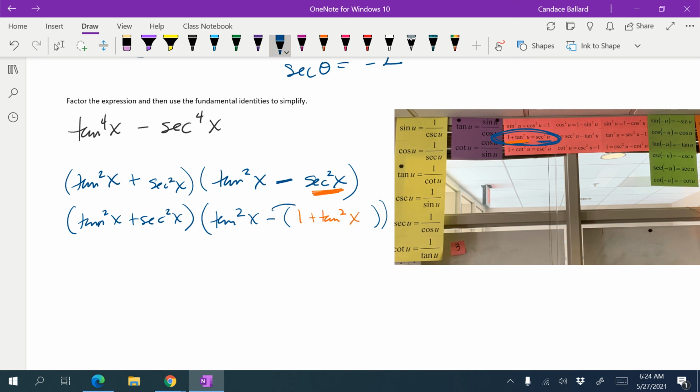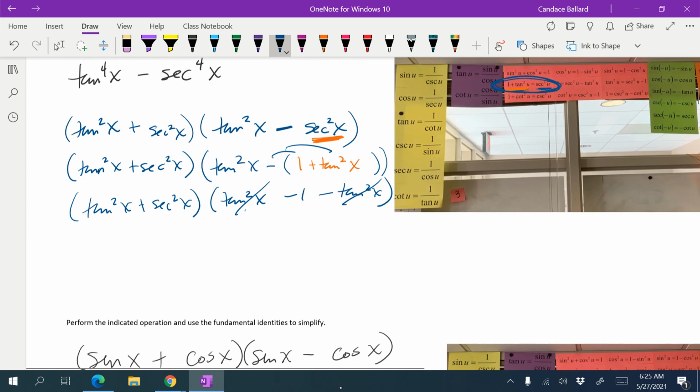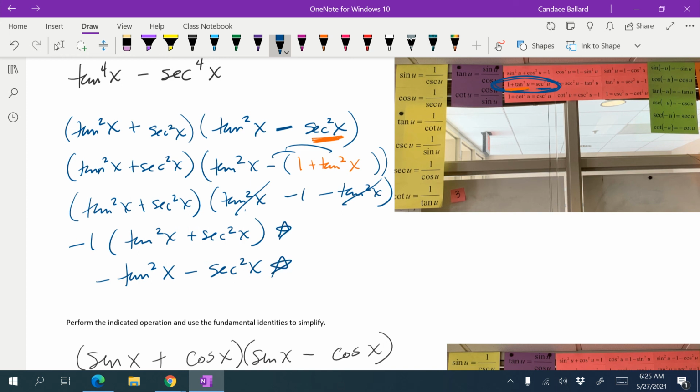Now, hopefully instinct kicks in and tells you, hey, you need to distribute that. So I'd have tangent squared x minus 1 minus tangent squared x. And then I notice that my tangents cancel. So I would just have negative 1 times tangent squared x plus secant squared x. I could also distribute that through, so I'd have negative tangent squared x minus secant squared x. So both of these are good, correct answers.